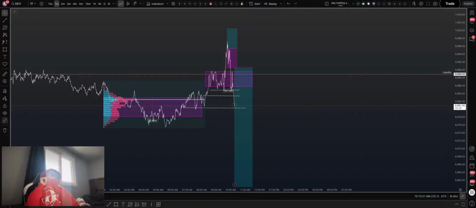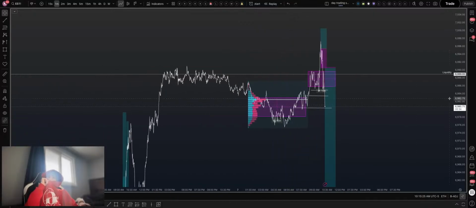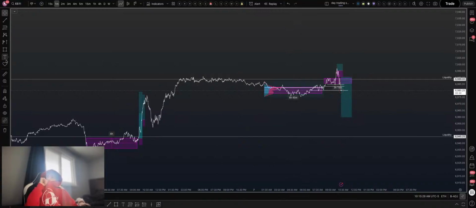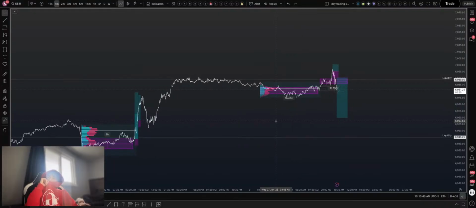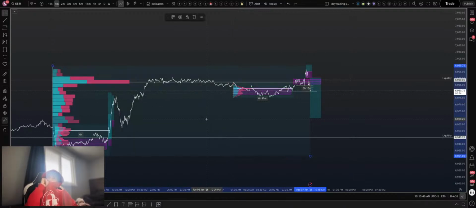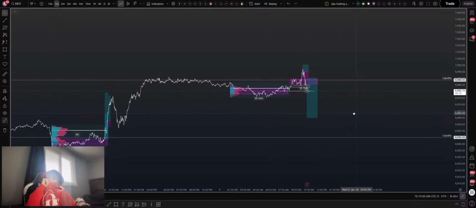So yeah, we already reached that imbalance. The next imbalance would be right here, and it's never been reached. It hasn't even been touched yet. But if we do this whole thing, the imbalance is at the top.